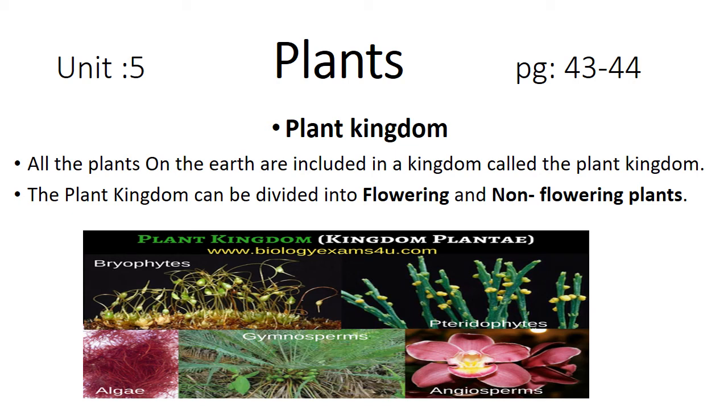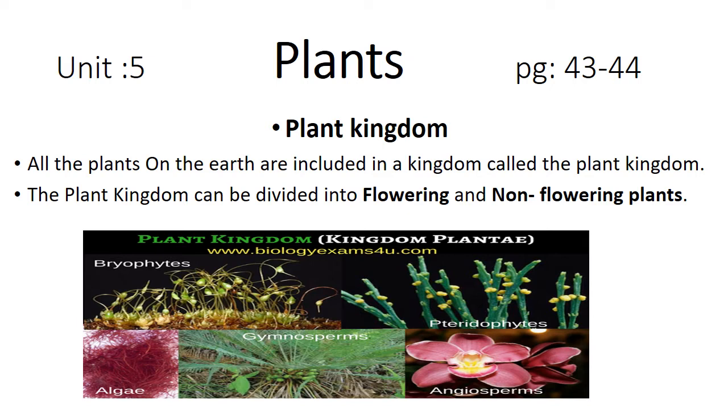We are going to start with unit number 5, page number 43 to 44, and the topic name is plant kingdom. All the plants of the world are included in the kingdom known as plant kingdom. The plant kingdom can be divided into flowering and non-flowering plants.